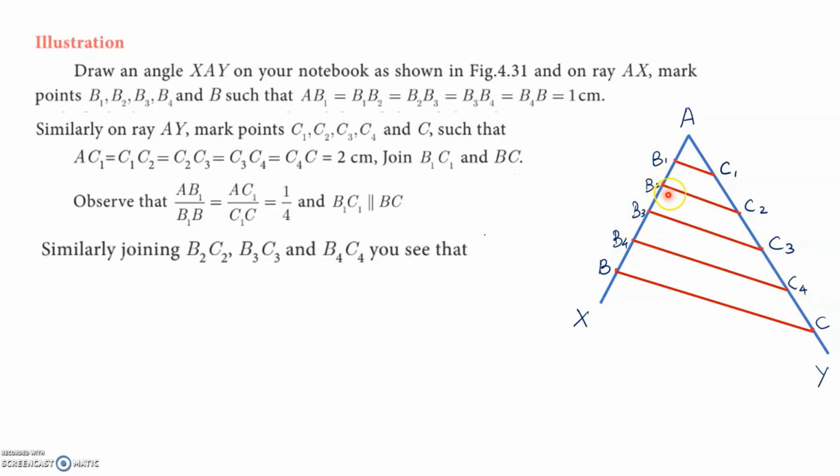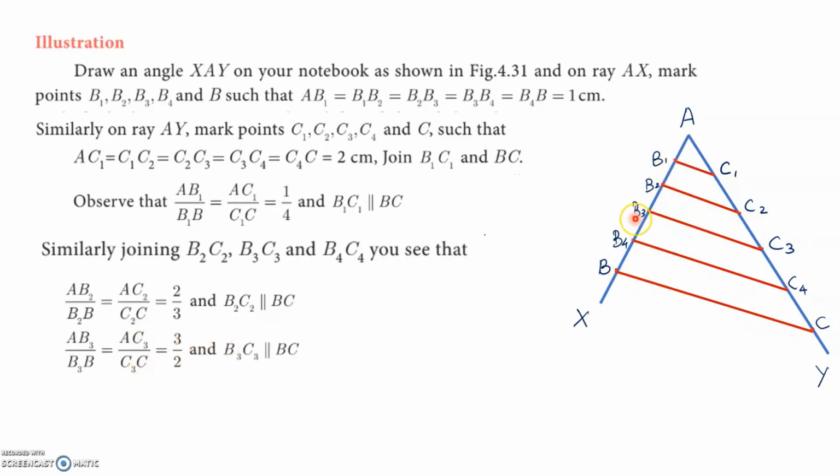Now you will see that this ratio AB2 over B2B, AB2 will be 2 and B2 to B will be 1, 2, 3. So it will be 2 over 3. So we can say that AB2 by B2B is 2 over 3, and similarly AC2 by C2C will also be 2 over 3. And you will also notice that our line B2C2 is parallel to BC.